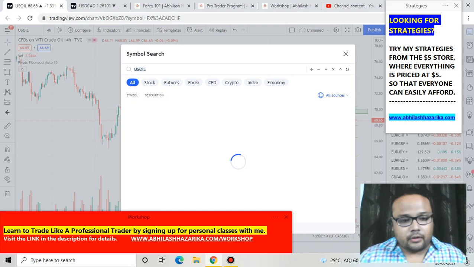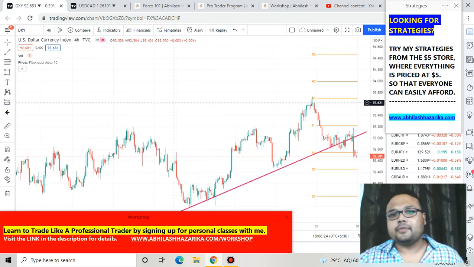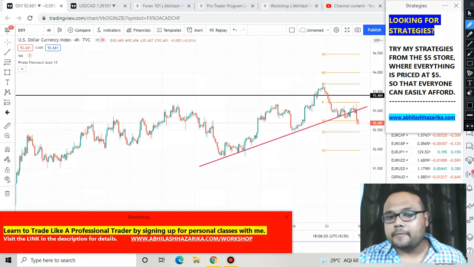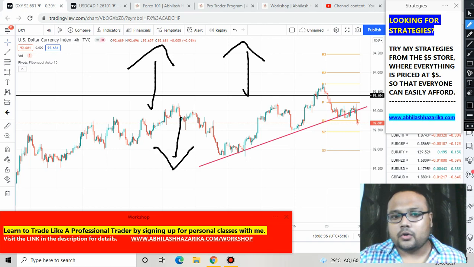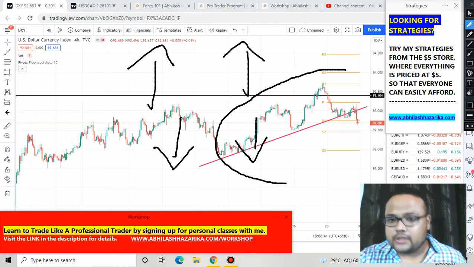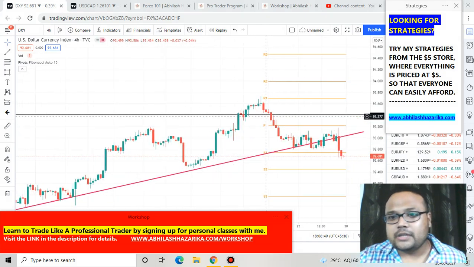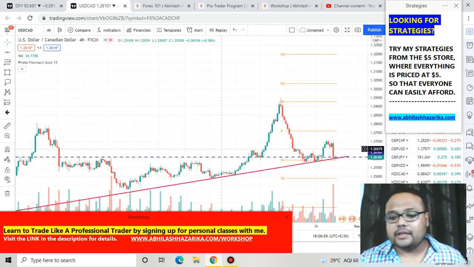Okay, and one more factor is the DXY, the US dollar. It also has a direct impact on USD CAD. Whenever the US dollar goes up, USD CAD goes up. Whenever the US dollar goes down, USD CAD goes down. Right now you can see that though the US dollar seems to be bullish here, it has broken the support here. And this was the reason why USD CAD all of a sudden made a red candle.